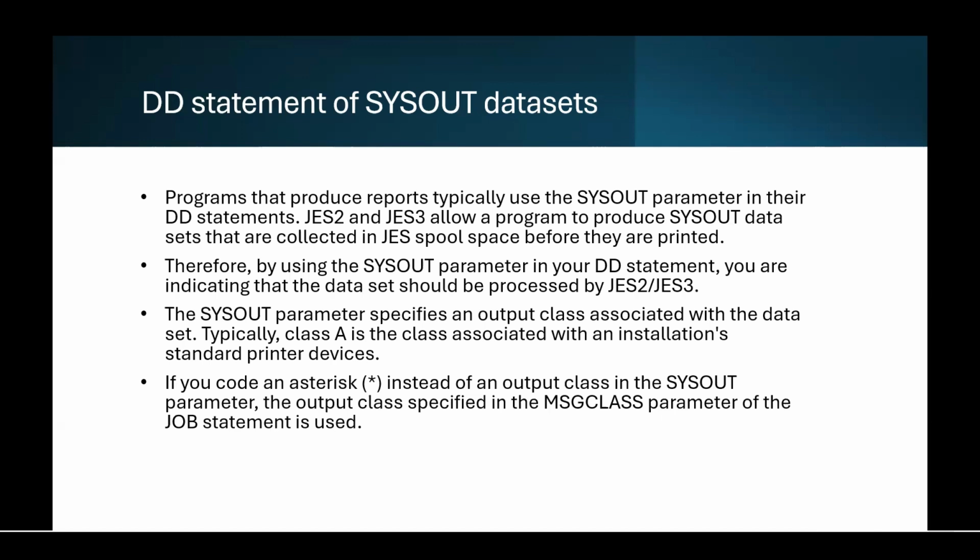The SYSOUT parameter specifies an output class associated with the data set. Typically, class A is the class associated with an installation standard printer device. If you code an asterisk instead of an output class in the SYSOUT parameter, the output class specified in the MSGCLASS parameter of the job statement is used.